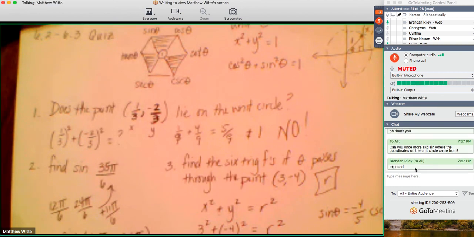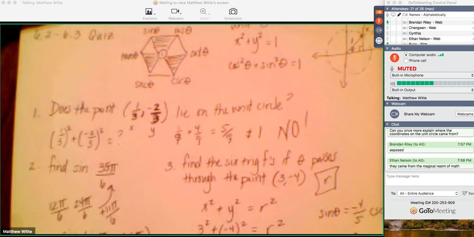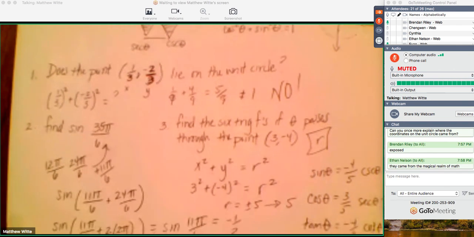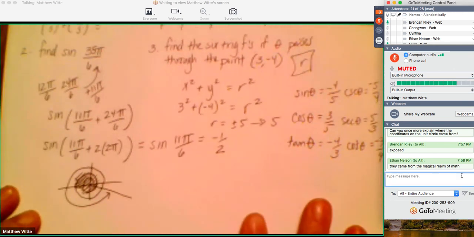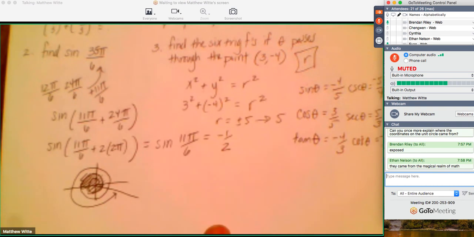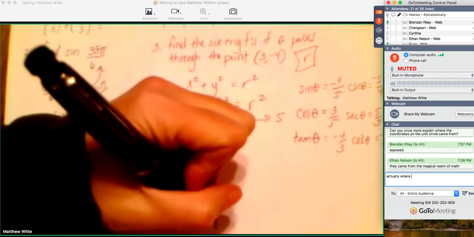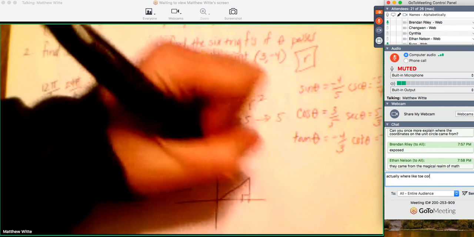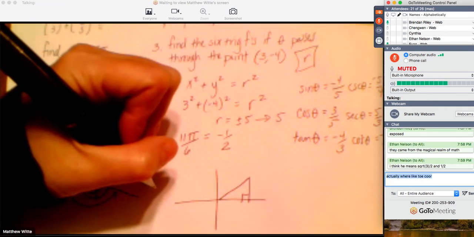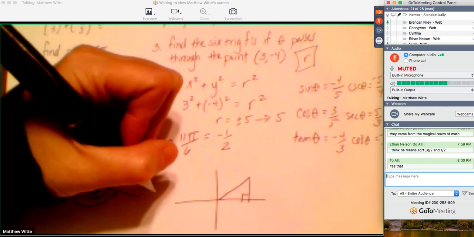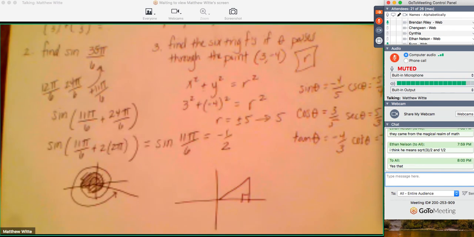Where the coordinates of the unit circle came from. Do you mean like where sine and cosine came from? Like, how do I know that sine theta is equal to y and cosine theta is equal to x? Because even though it's magical, there's a rhyme and a reason with it. You want me to tell you where those coordinates come from? Those special ones, the 30 degrees, the 45 degrees, and the 60 degrees? Oh boy. All right. Okay.